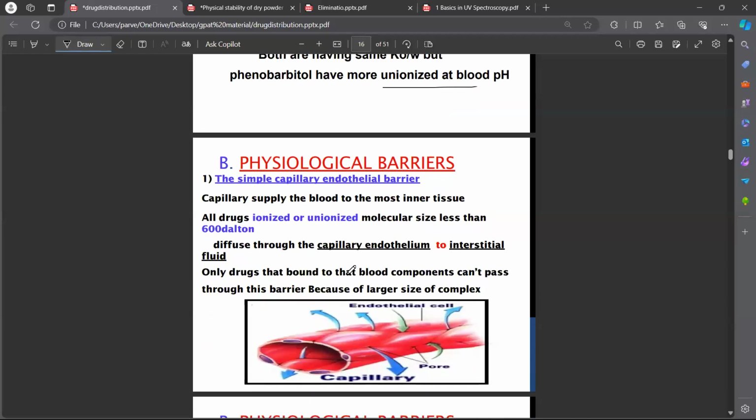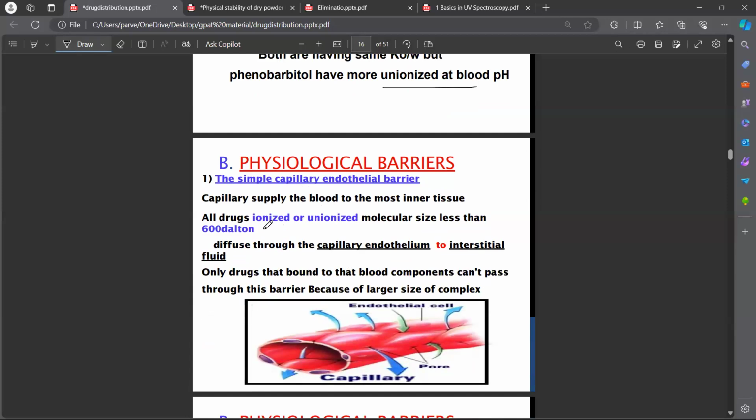Next, we move our discussion to the different types of physiological barriers present in our body at different sites, which hinder drug distribution into the tissue. First, the simple capillary endothelial barrier. Basically, a drug molecular weight less than 600 does not act as a barrier.